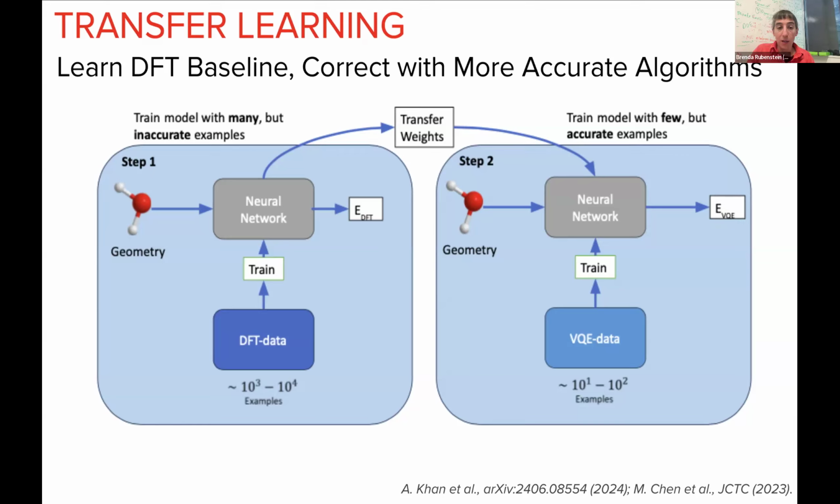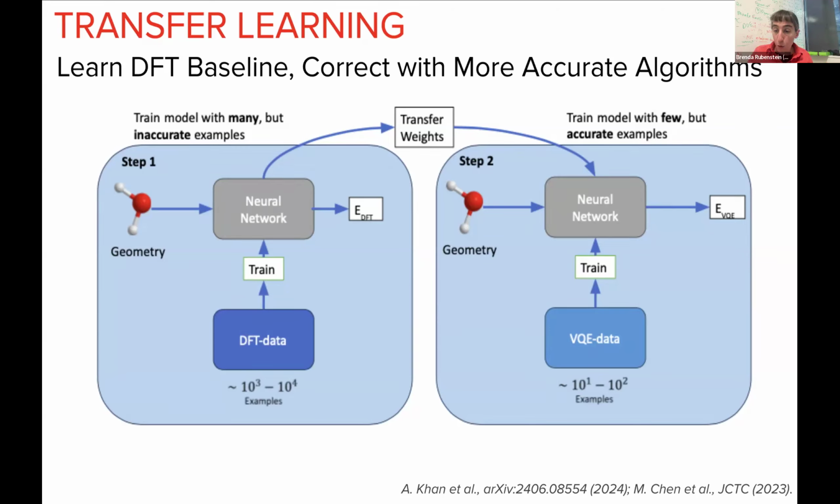So with transfer learning, you can train on highly abundant, but maybe low cost data like DFT data first, and then you can transfer learn relatively few samples with much more expensive data. So maybe 10 to hundreds of samples of either high accuracy electronic structure data or, as we'll do here, VQE data. And so this lets us create networks that are extremely accurate, but to do it relatively quickly.